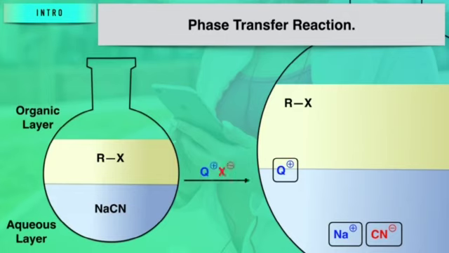Q plus X minus, right? As soon as you add this, what will happen? We have already seen its catalytic effect. It is soluble in the organic layer, right? Why is it soluble in the organic layer? Because it has a heavier hydrocarbon substituent in the form of a positive charge, okay? So it will move towards the organic layer through Q plus, right?